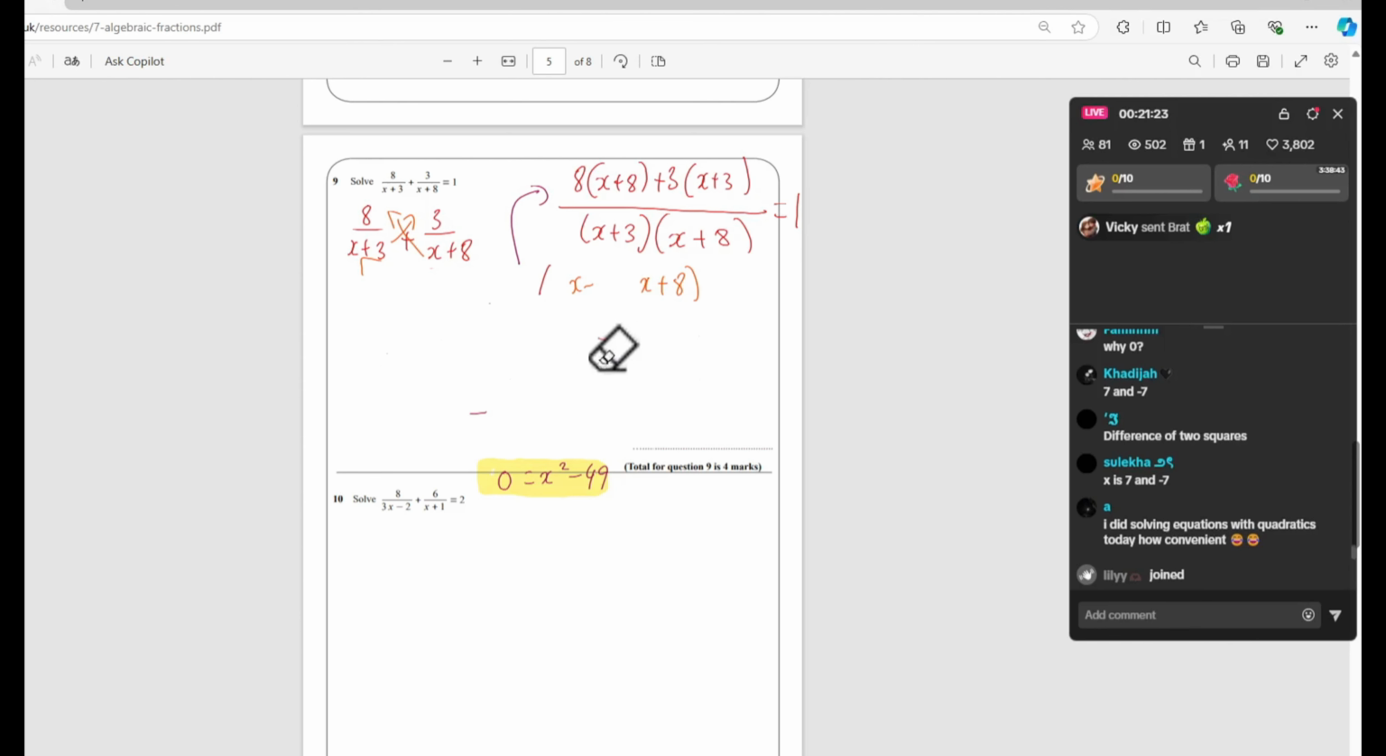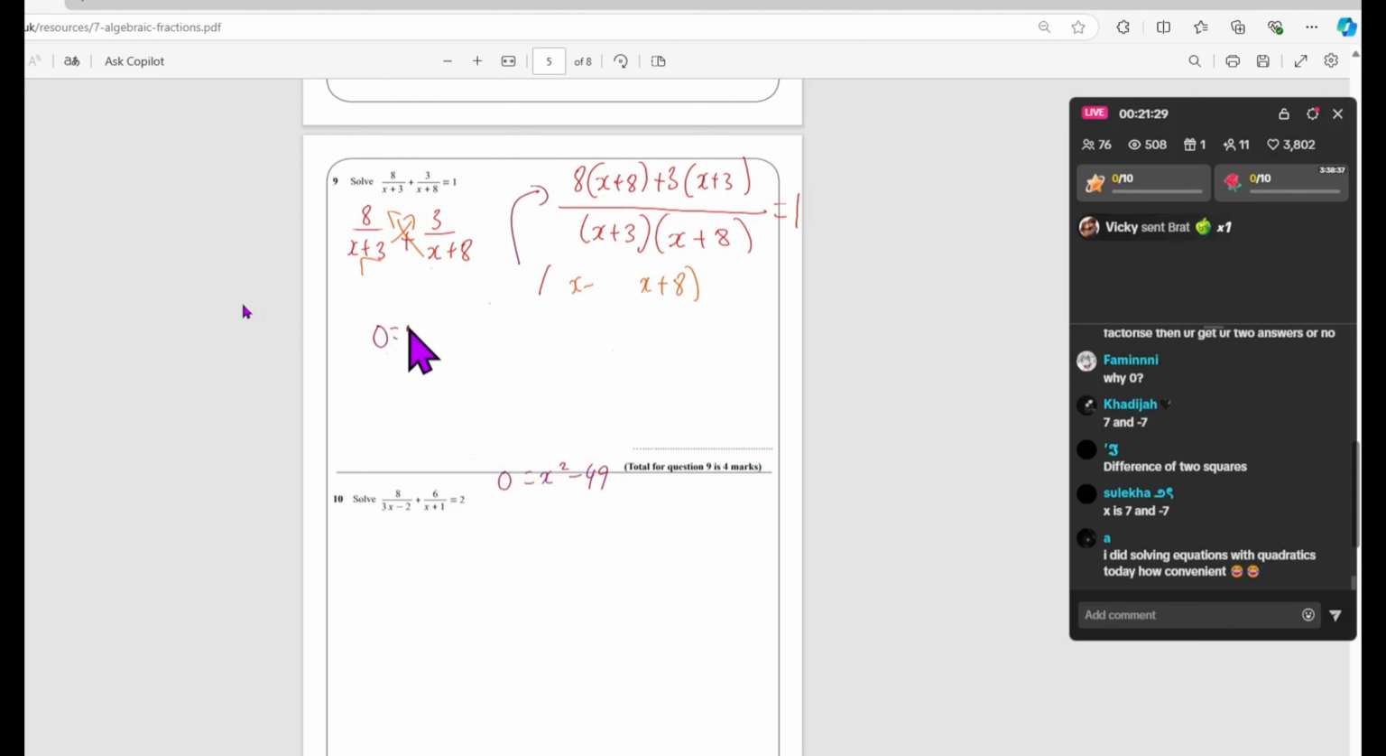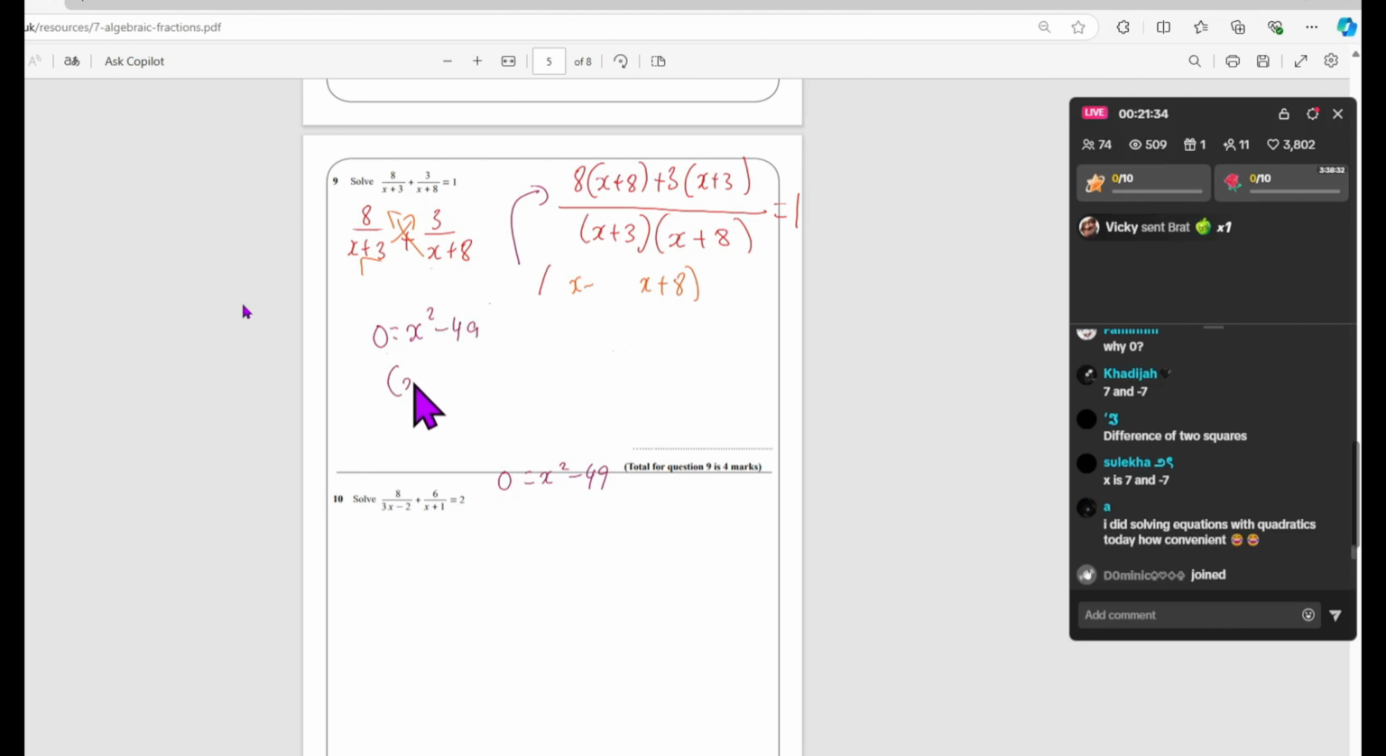So once we've done that, we've got 0 is equal to x squared minus 49. We know this is the difference of 2 squares. We're going to get x plus 7 and x minus 7. So therefore, the 2 values of x are 7 or minus 7. And that would be your 2 values of x.